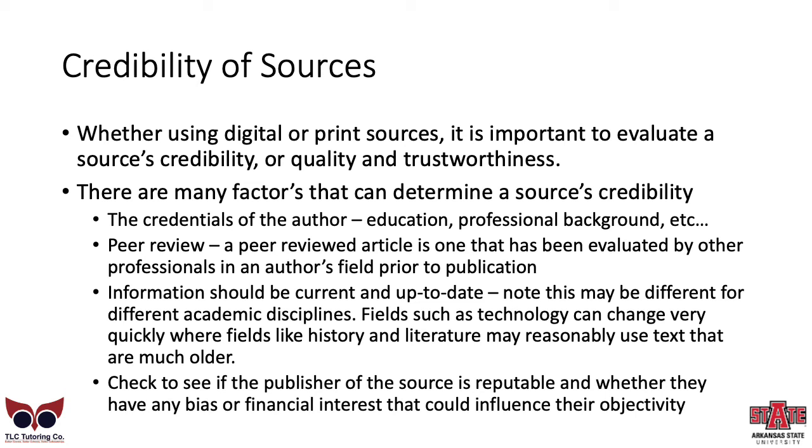Information should also be current and up-to-date. Note that this may be different for different academic disciplines. Fields such as technology can change very quickly, where fields like history and literature may reasonably use texts that are much older and still consider them up to date. Finally, check to see if the publisher of the source is reputable and whether they have any known bias or financial interest that could influence their objectivity.